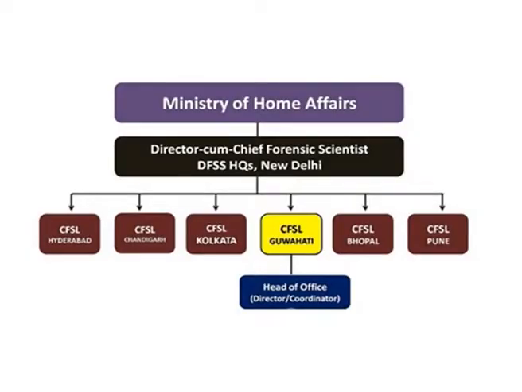In the above chart, we are seeing the organization such as Home Affairs, DFSS, CFSLs, Head of Office, Scientific, Technical Section and Administrative Section. Thus, we will discuss the divisions of the Central Forensic Science Laboratory one by one.